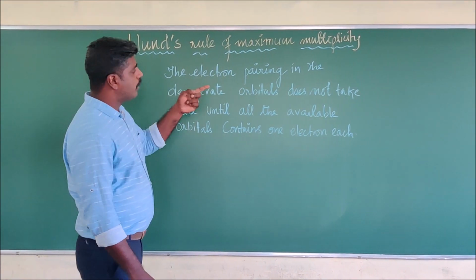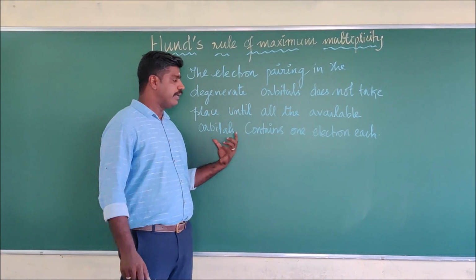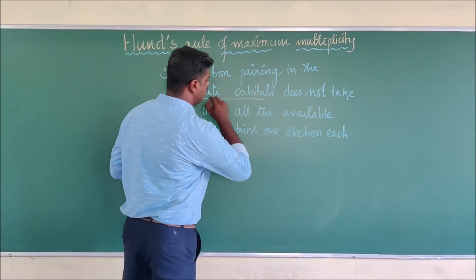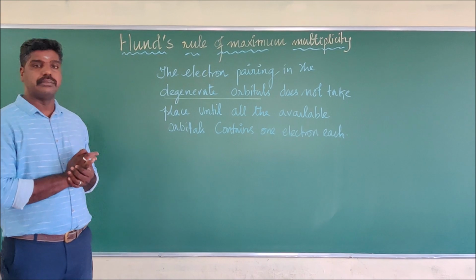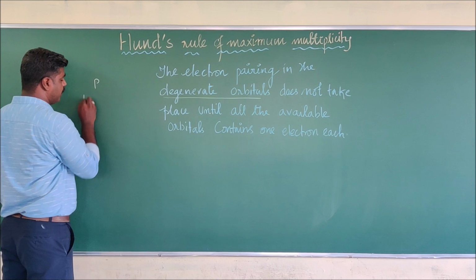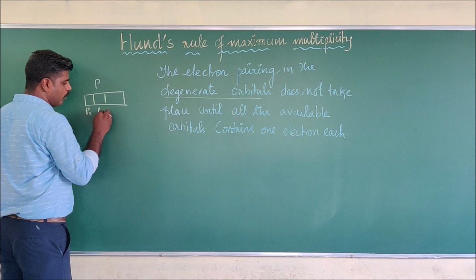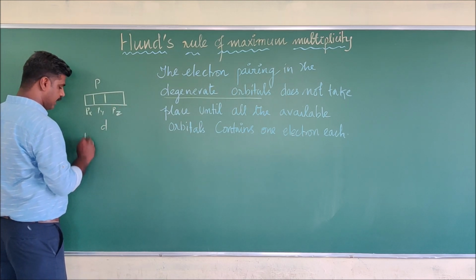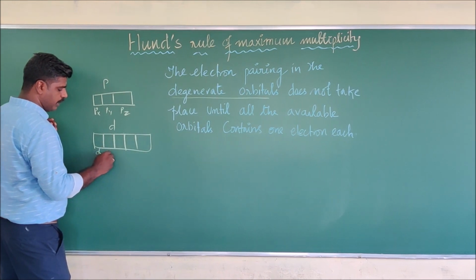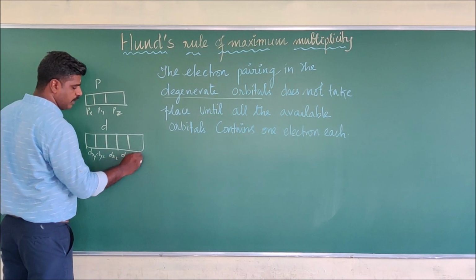The electron pairing in a degenerate orbital does not take place until all the available orbitals contain one electron each. Before learning this, we should know what degenerate orbitals are. Let us take a p orbital, having 3 suborbitals called px, py, pz. Let us take a d orbital. It has 5 suborbitals: dxy, dyz, dxz, dx square minus y square, dz square.